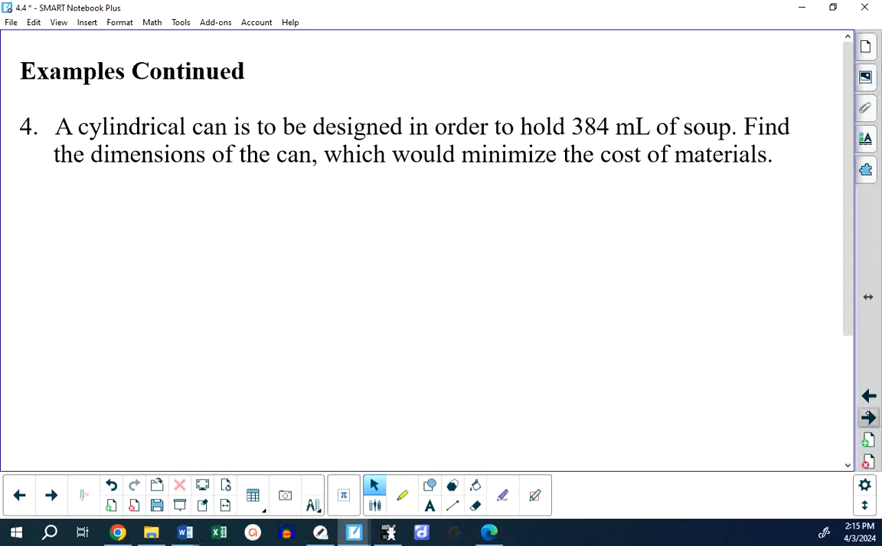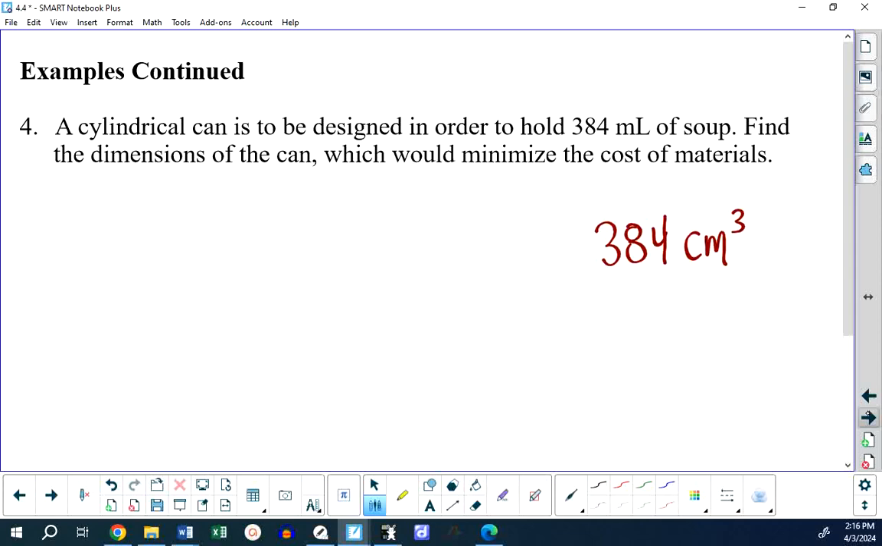So a cylindrical can is to be designed, and it has to hold 384 milliliters of soup. That 384 milliliters is 384 cubic centimeters. So that's the volume. Now you're going to either need your formula sheet out for geometric figures or not. I guess it doesn't matter. I'm going to explain the formulas as I go through. There's 2 formulas that we're going to need here.